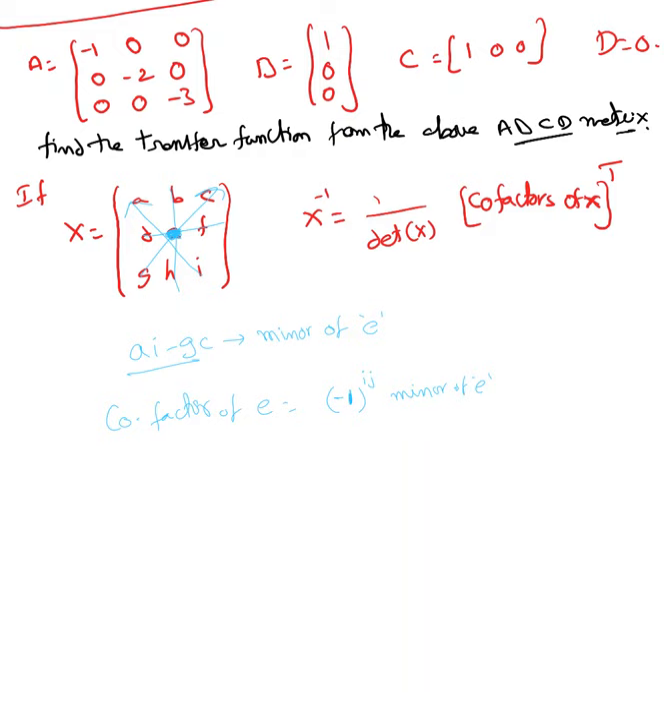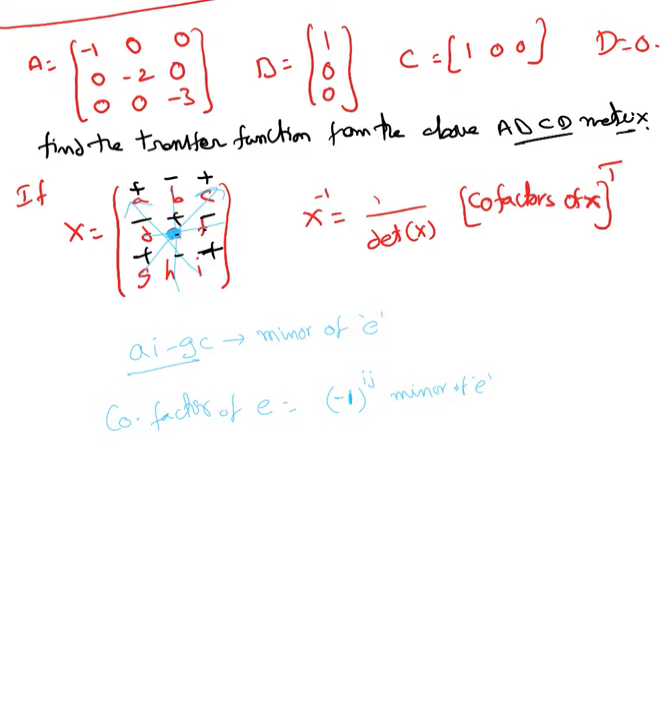Another way of doing this, to find the cofactor once I find the minors, is to apply the sign pattern plus minus plus minus plus minus plus minus plus. That's the easy way. When it comes to this element, it's going to be plus. When it comes to this element F, that's going to be minus, like that.